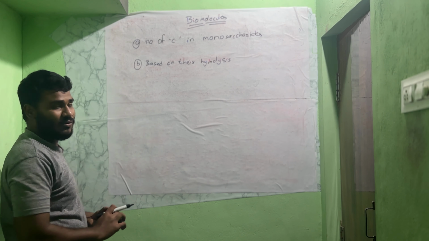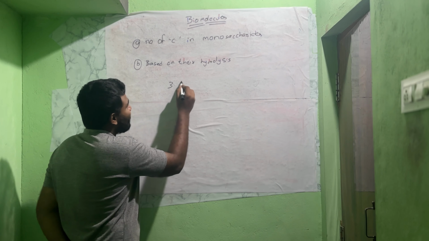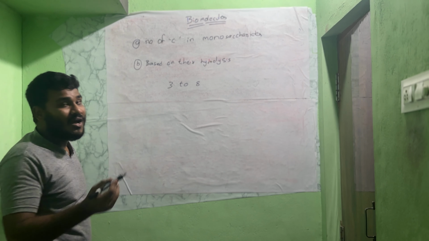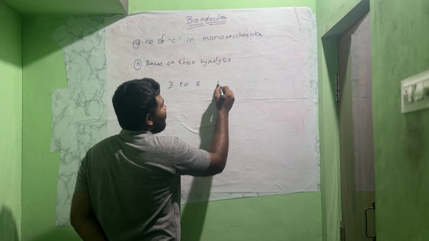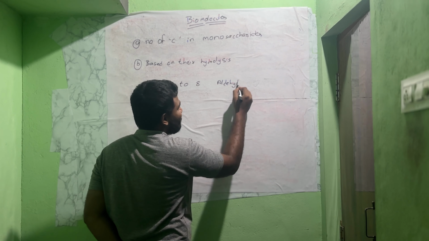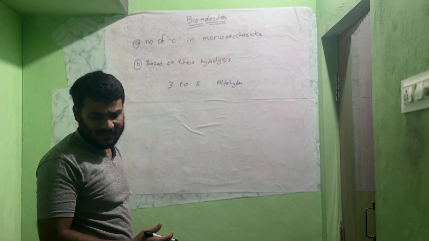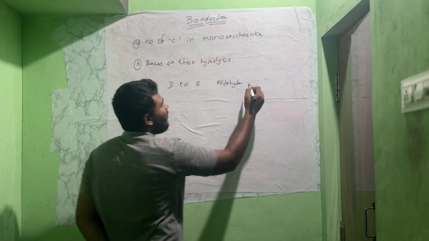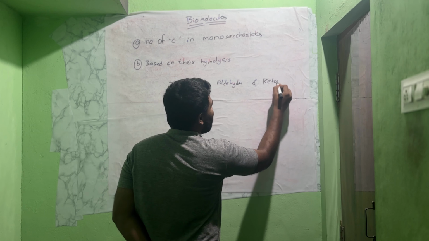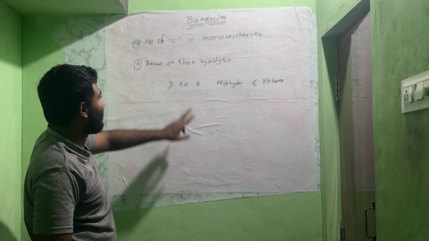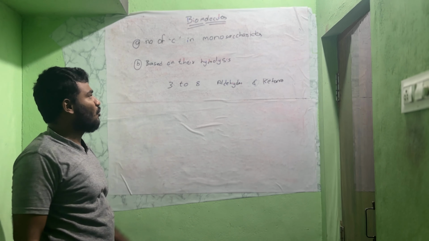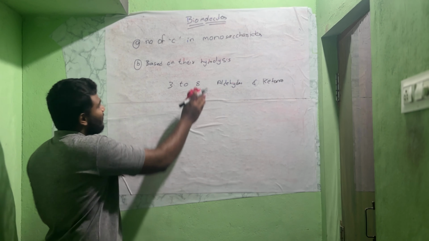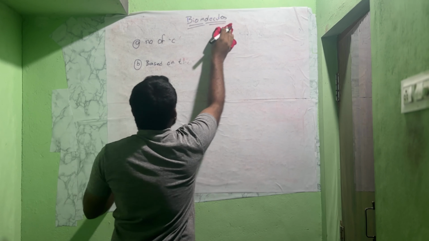In monosaccharides, 3 to 8 carbons are present, and they carry the functional groups aldehyde and ketone. Aldehydes and ketones are present with them as functional groups. In monosaccharides, with 3 to 8 carbons, aldehyde and ketone are present as a functional group. We will see what those are and how the carbons are classified.